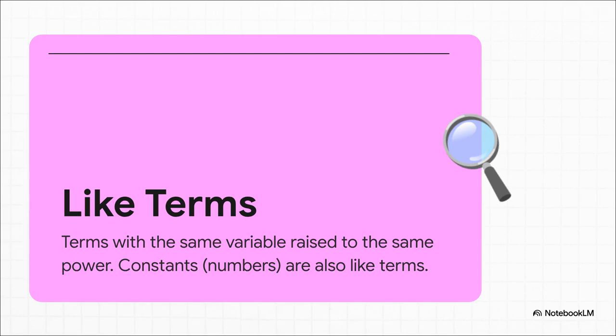So, what officially makes terms like each other? The rule is super simple. They have to have the exact same variable raised to the exact same power. So, in an equation, all the terms with an a are in one family, and all the plain old numbers, we call those constants, are in another family.